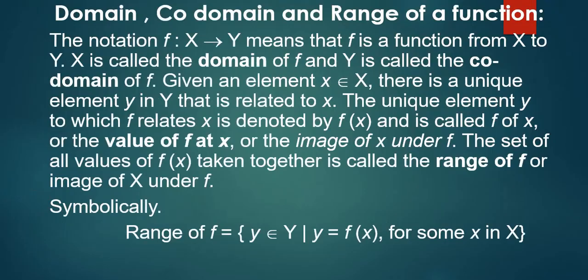The next topic is to define the domain, codomain and range of a function. The notation f: X → Y means that f is a function from X to Y.